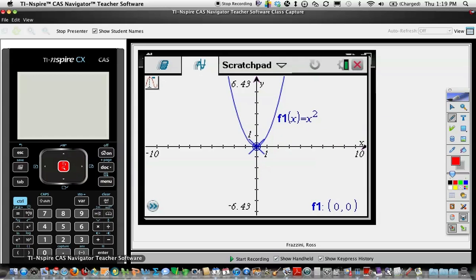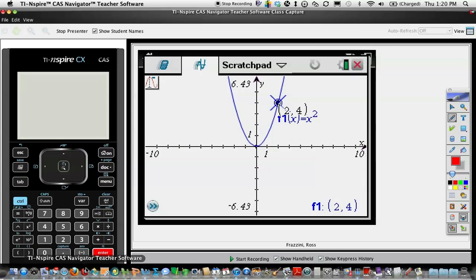Choose graph trace, type a 2. Now, here's something interesting I found out. If you type in a 2 and hit enter, and now hit enter again, look what happens. It sticks a point there that will stay there, which is kind of nice for what we're about to do next. So he went to trace, graph trace, typed a 2, hit enter a second time, and it locked a point there.